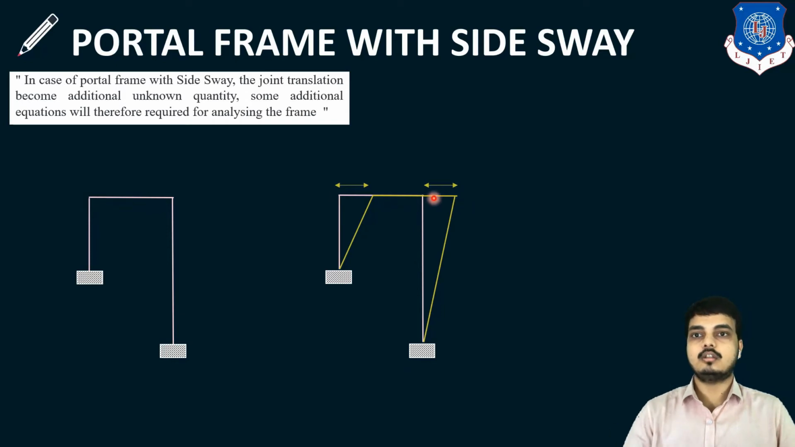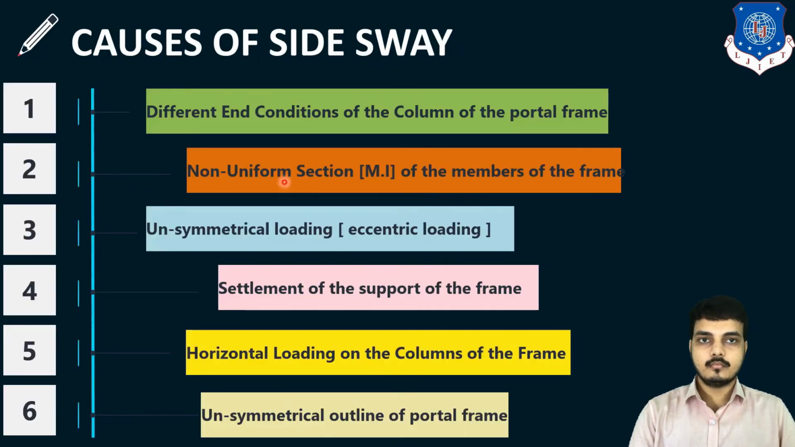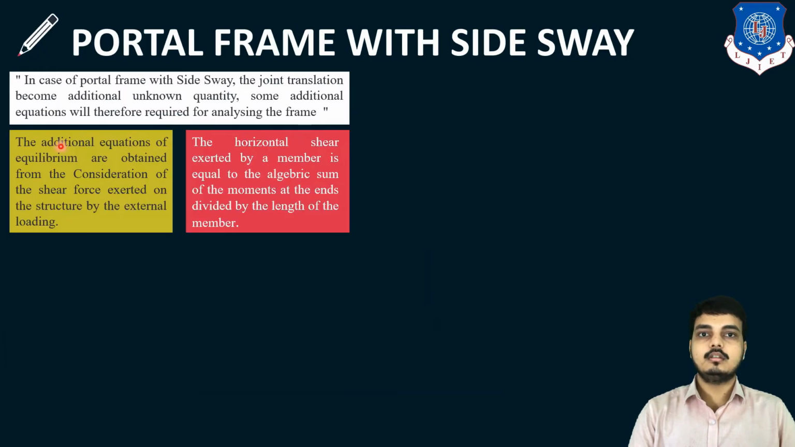So this deflection or this sway will have an extra equation. For that we have to form that equation. Look, the additional equations of equilibrium are obtained from the consideration of the shear force exerted on the structure as an external loading. Means if we apply external load, there will be generation of shear force, and by that shear force action we can generate that equation for that unknown.